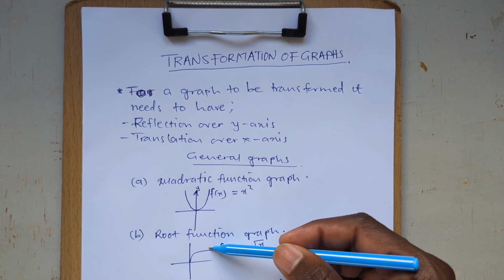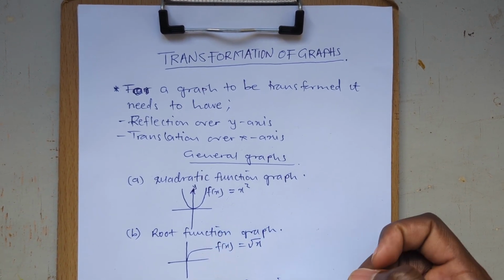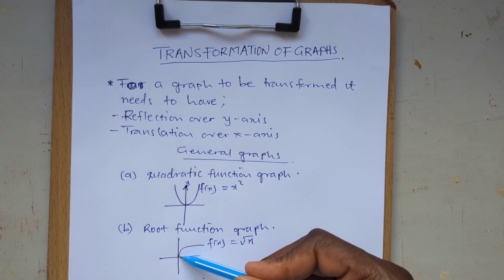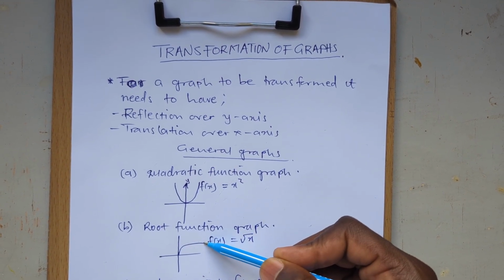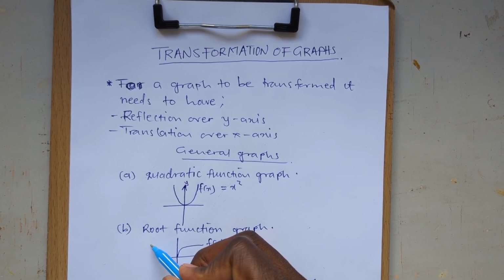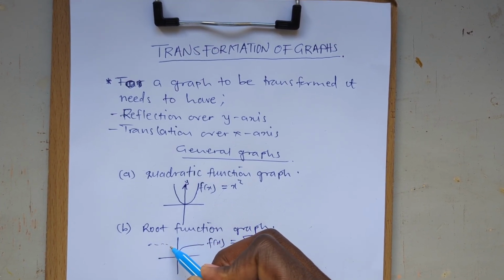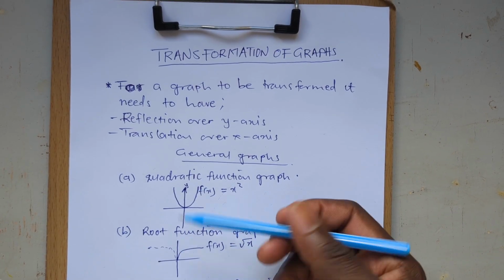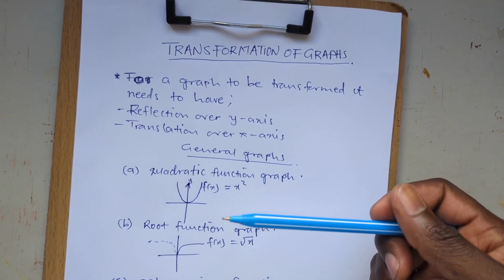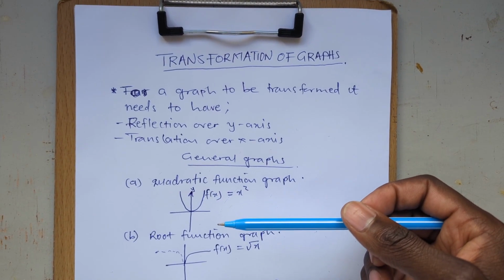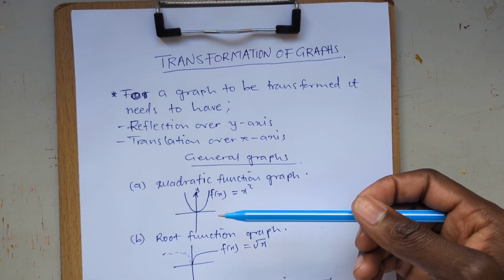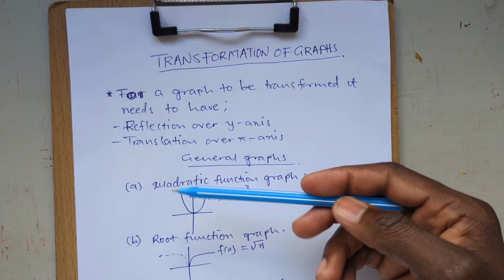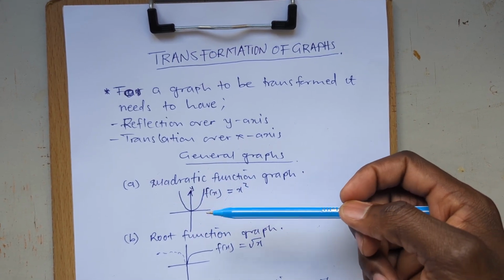The second type of graph, which is here, can be reflected due to one reason. This part here can get reflected over the y-axis, and if it happens to get reflected, it will face in that given direction. So look much into why a graph gets reflected and what really makes it get reflected. For translation, if a graph happens to get translated over the x-axis, it changes its direction.